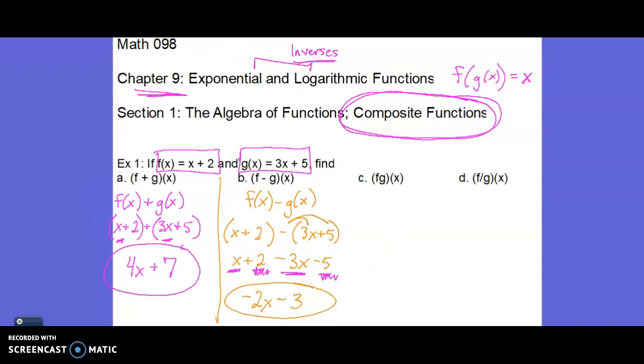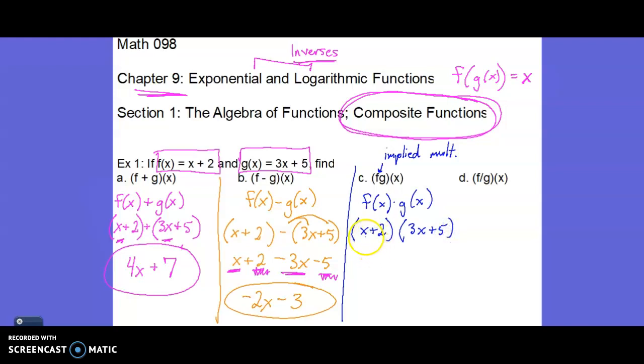Yeah, so if we can add and subtract functions, then we can also multiply and divide. That's exactly what's going on here. If there's no operation in here, like you don't see anything, it's implied multiplication. So why are we doing this all the way in Chapter 9 is to remind you that as you substitute x plus 2 in for f of x and you substitute 3x plus 5 in for g of x, you have to distribute all of the terms.